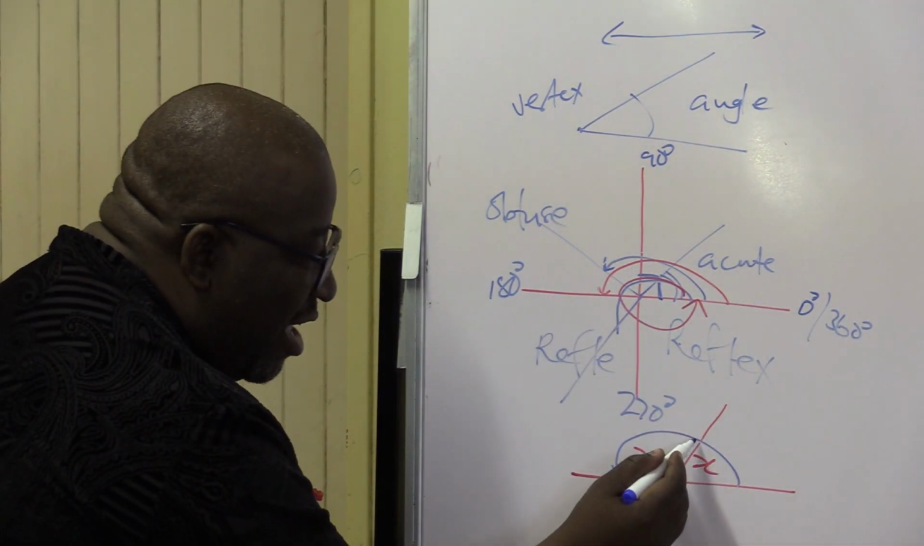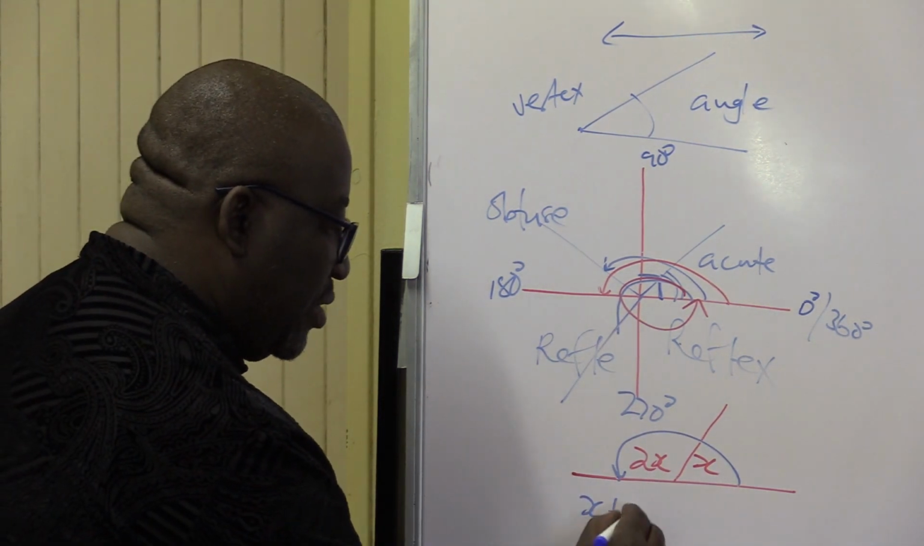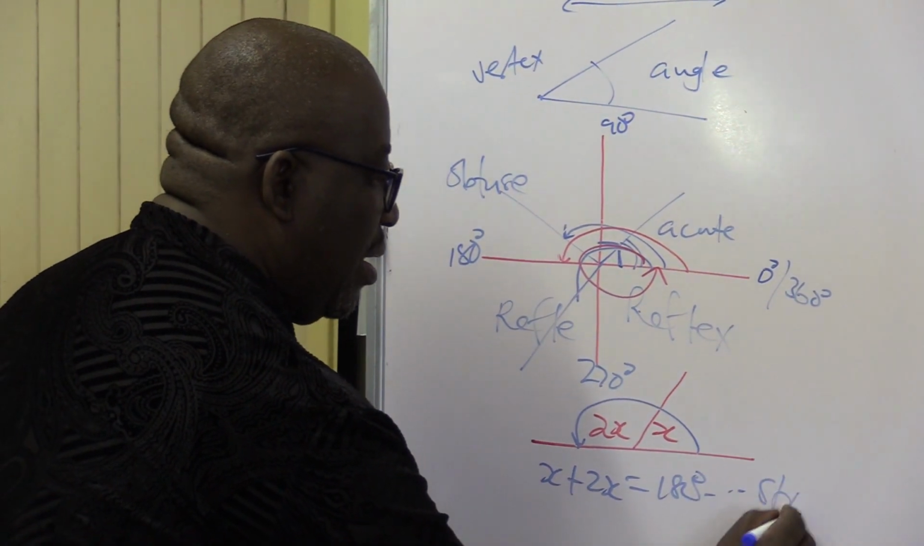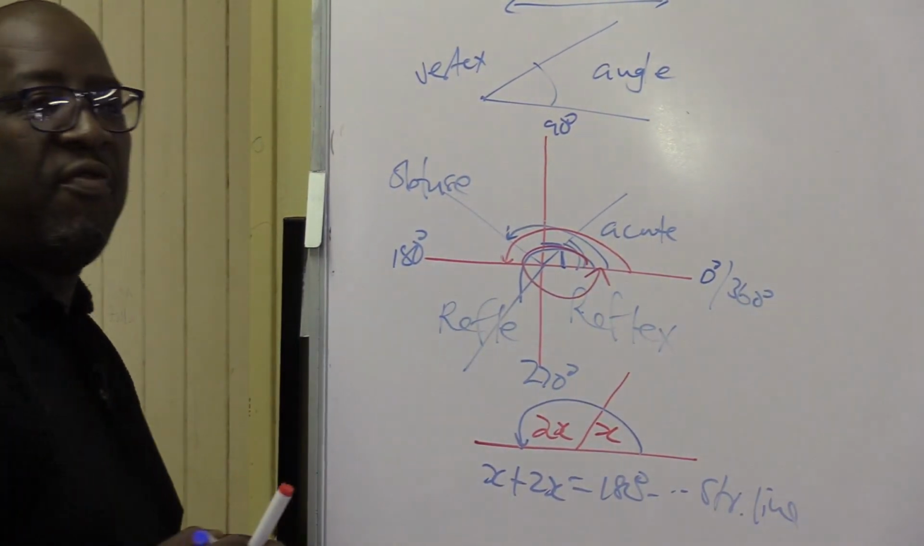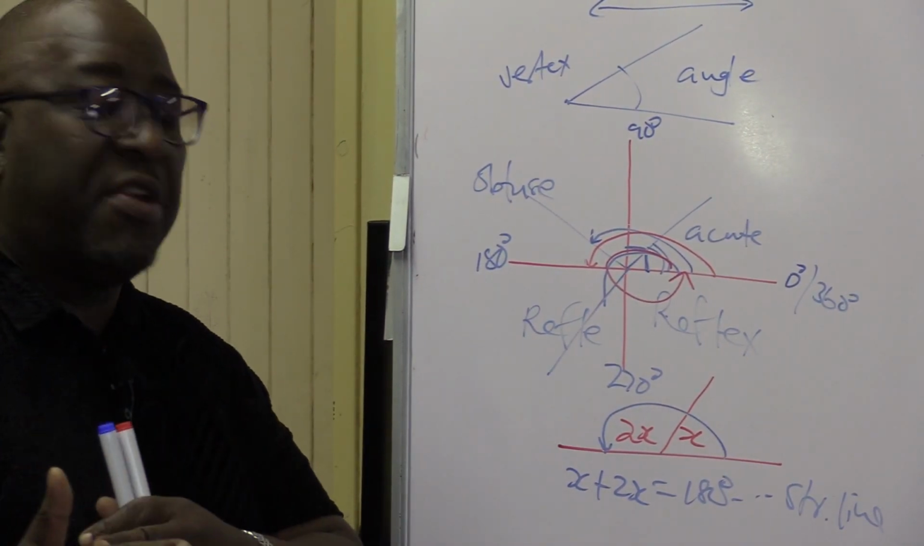We know that this angle plus that angle is 180. That's what you must know. X plus 2x will give us 180 degrees. Reason: we've got a straight line. Reason is the very important factor in your Euclidean geometry, because for every statement there must be a reason.